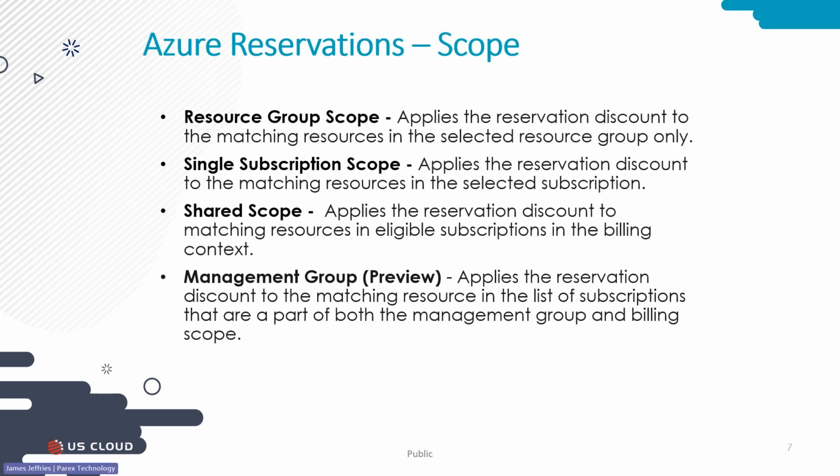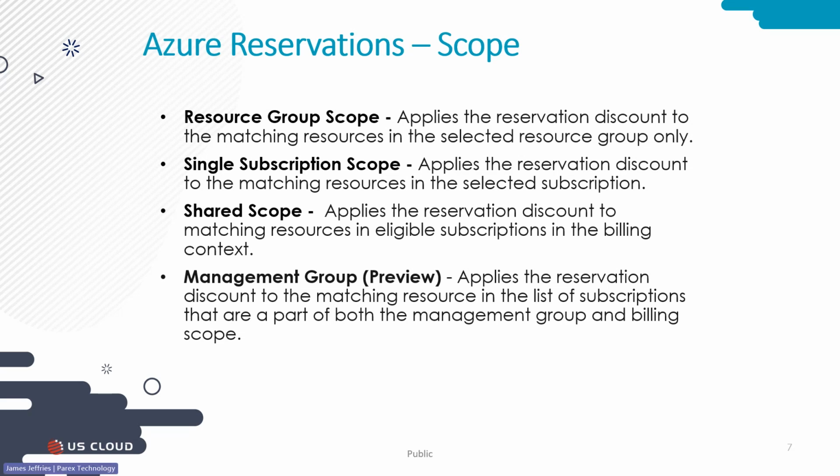Okay, scoping. I'm going to switch here and show you the demo on this, but I'm just going to go over it at a high level. So scoping, one of the common misconceptions is that when you buy a reserved instance, you're buying it for a specific server or a specific PaaS resource. That's not the case. Reserved instances are purchased by a SKU or a SKU family.